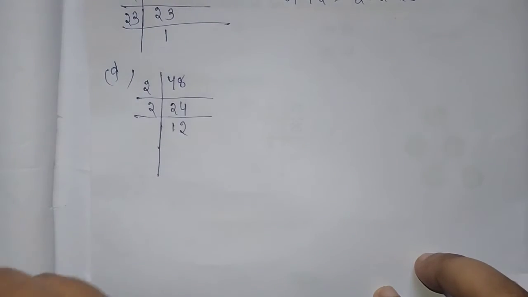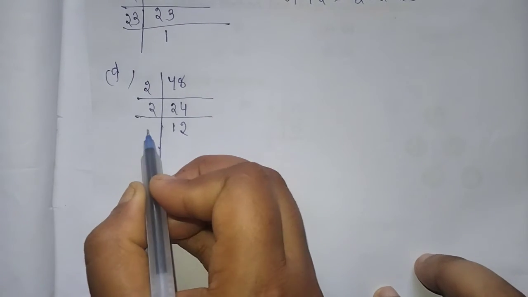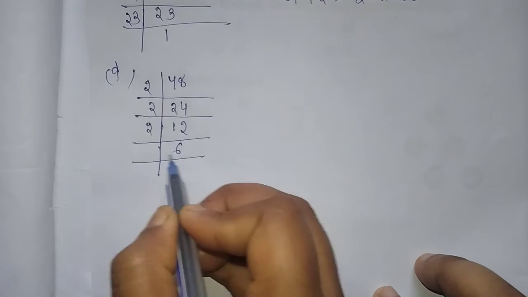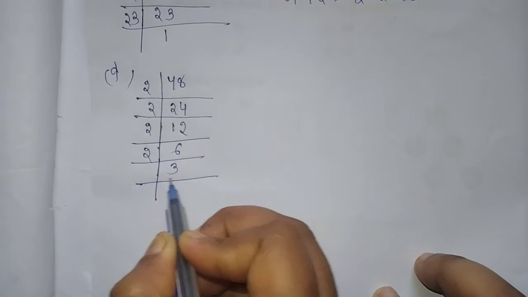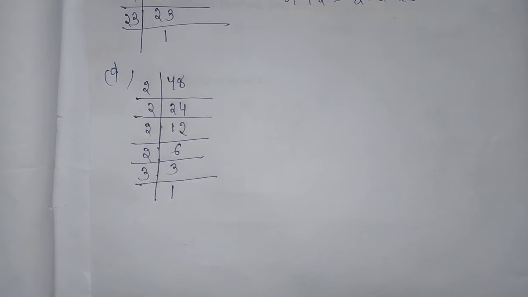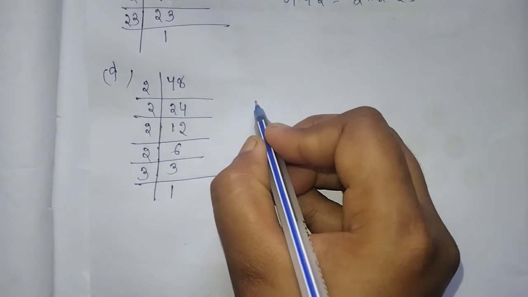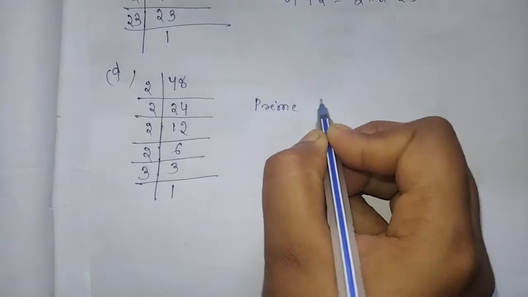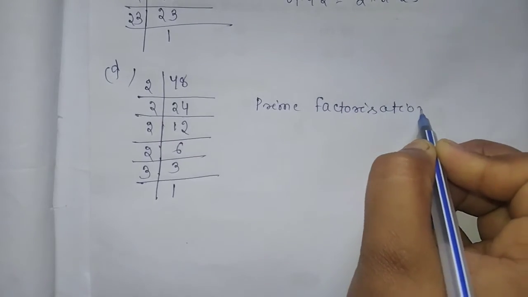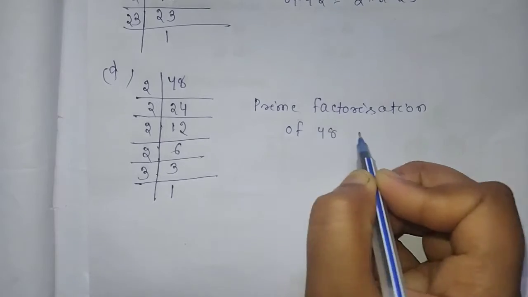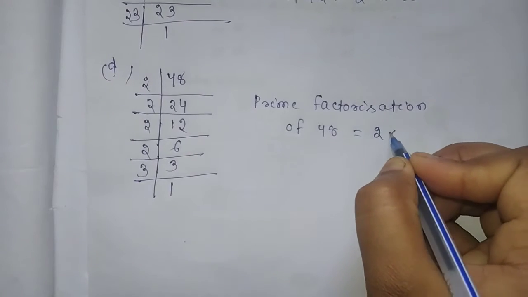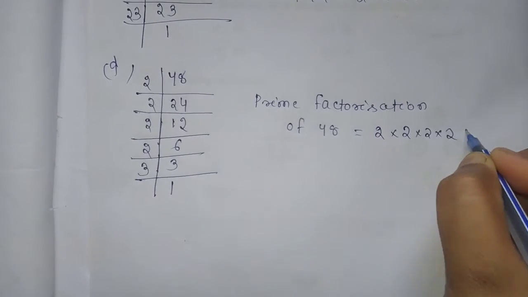Then the quotient is 12. Now divide 12 by the prime number 2. 2 6 is 12. Then we divide 6 by the prime number 2. Then we divide 3 by the prime number 3. We get 1. So prime factorization of 48 equals 2 into 2 into 2 into 2 into 3.